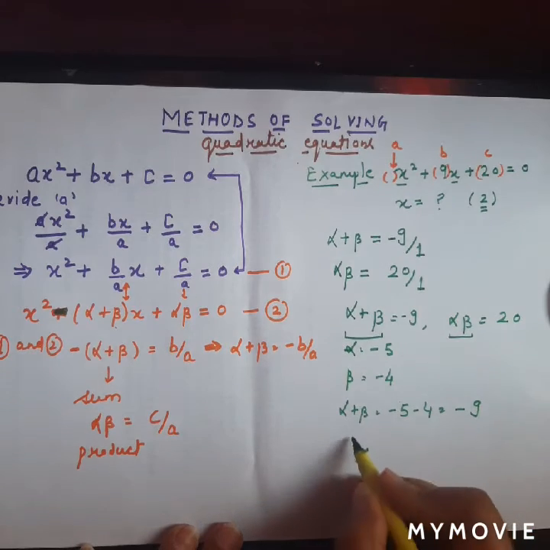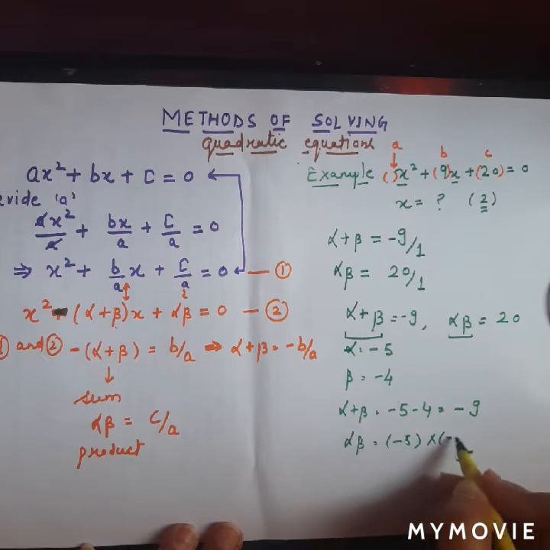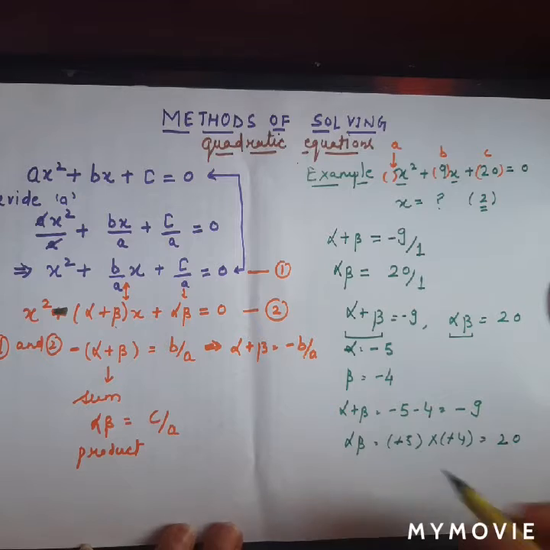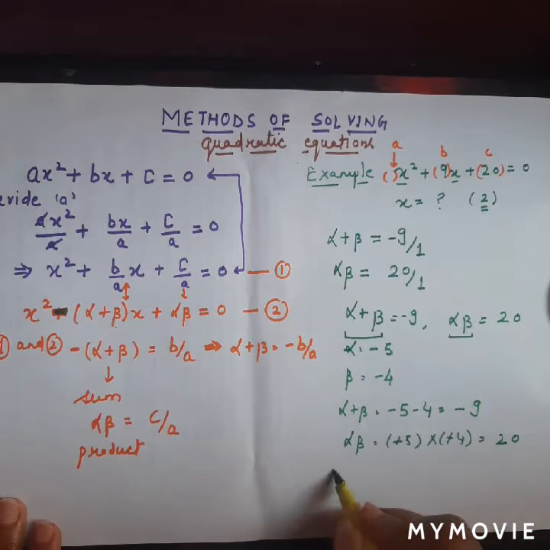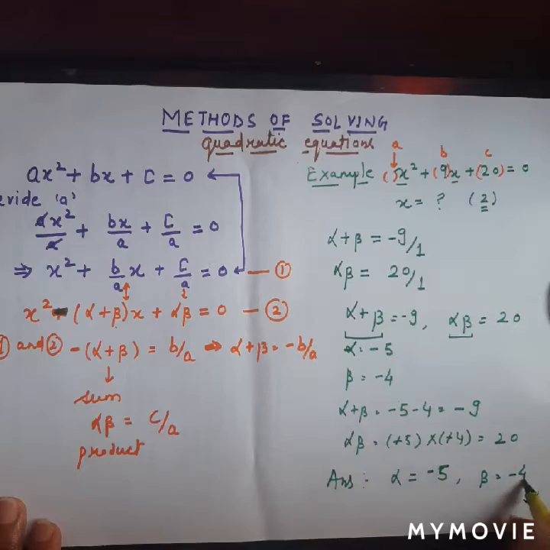The product of alpha and beta would be minus 5 into minus 4, minus minus is plus, and 5 4s are 20. So our answer will be: the value of alpha is minus 5, and the value of beta is equal to minus 4.